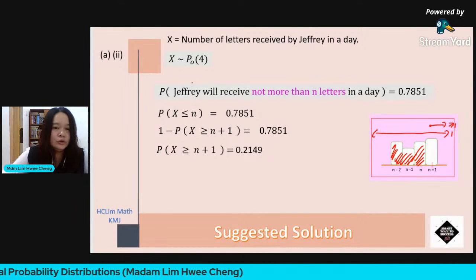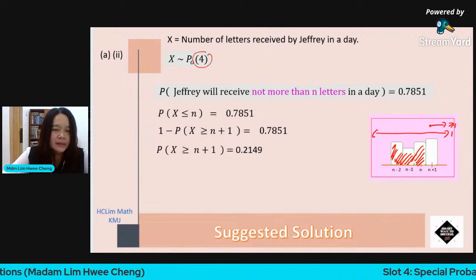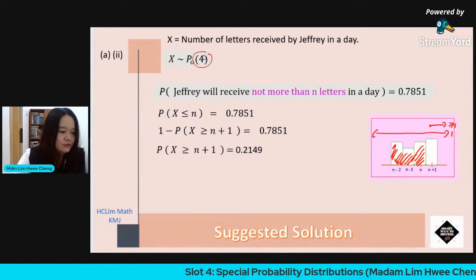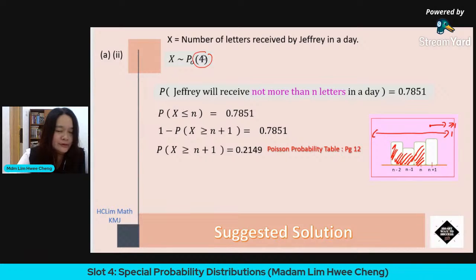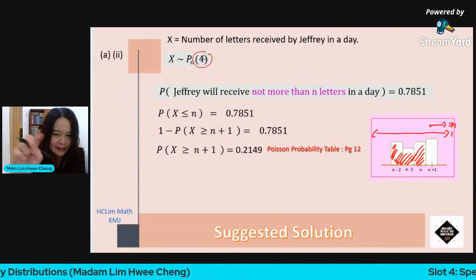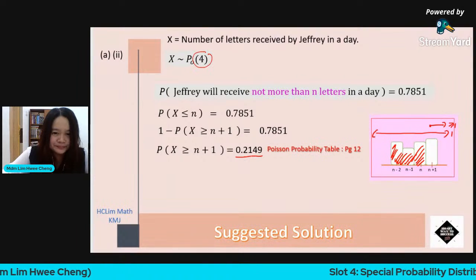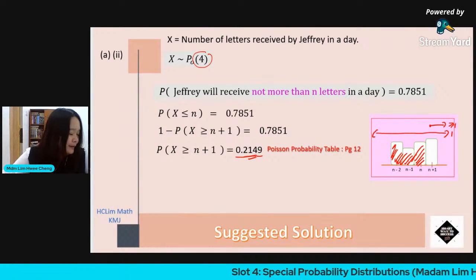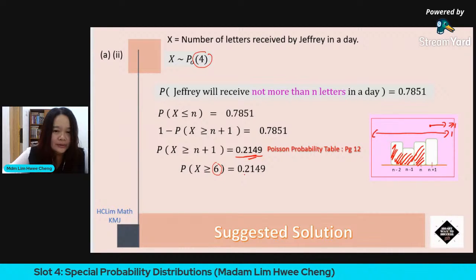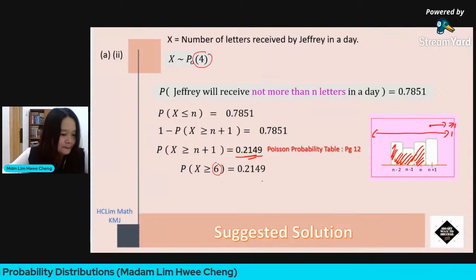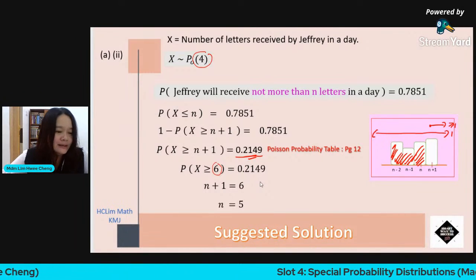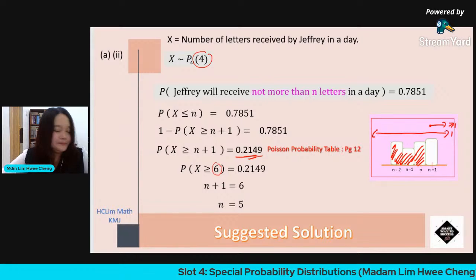Okay, so you have to go to the Poisson. You go to the mean where lambda is 4. If I am not mistaken, it is on page 4. Page 4. Sorry, page 12. You look until you find this one, 0.2149. So you will get greater or equal than 6 from the table. It says that greater or equal than 6 is 0.2149 here. So therefore m plus 1 equals 6, so your n is equal to 5.